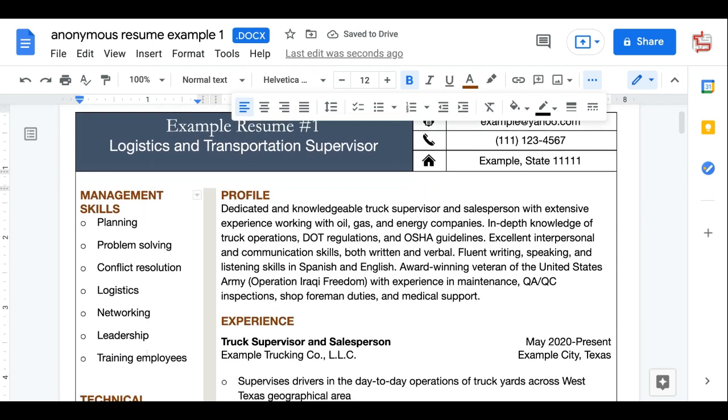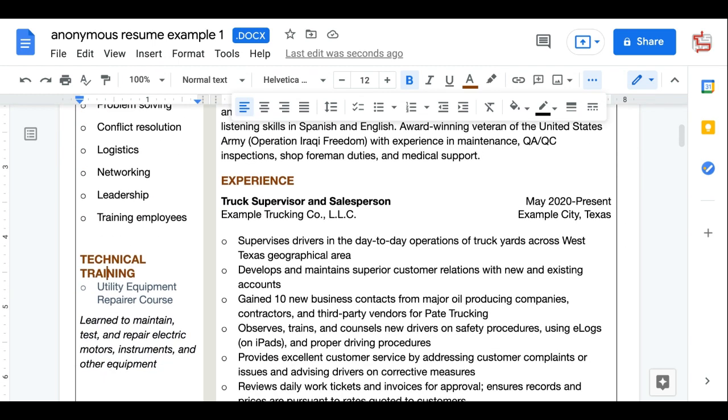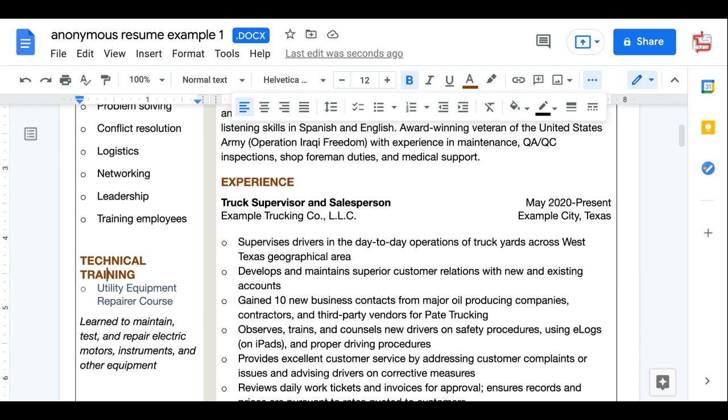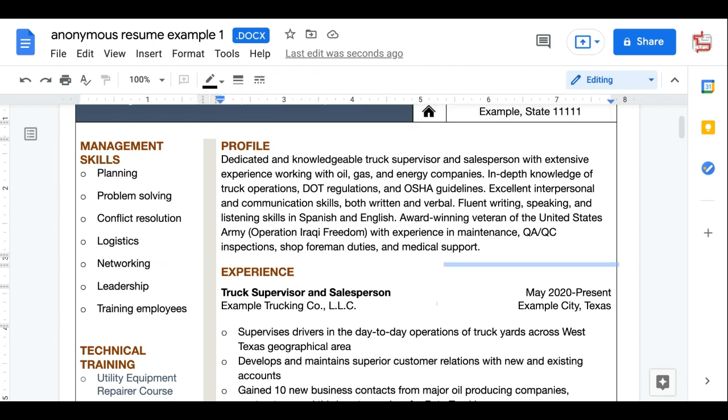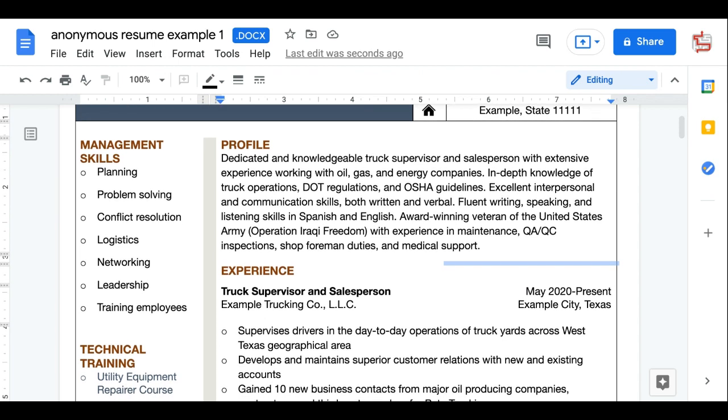That was bothering me, so I just wanted to fix it. Okay, so this is just a tip to make sure that your formatting is consistent. And again, even I make mistakes. Alrighty, so let's go over here on the right side.